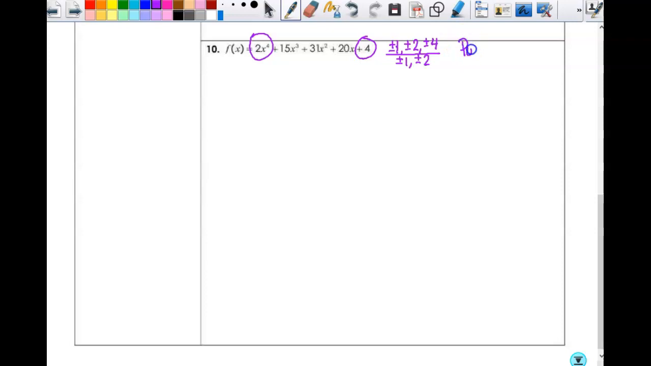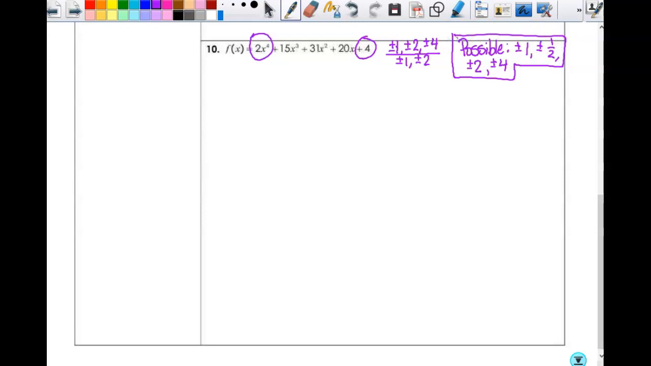So my possibilities would be 1 over 1, which is plus or minus 1. 1 over 2, which is plus or minus 1/2. 2 over 1, which is plus or minus 2. 2 over 2, which is plus or minus 1. I already have that one. Then I put 4 over 1, plus or minus 4. 4 over 2, that's 2. I already have that. So those are my possibilities right here. Okay, this is it.